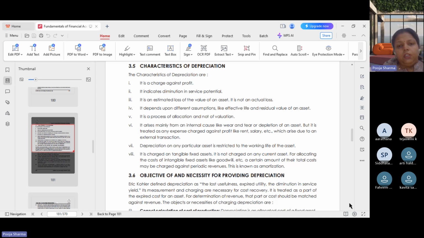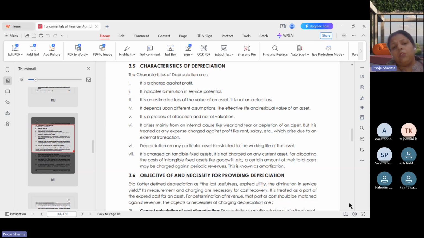It depends upon different assumptions like effective life and residual value. Suppose the company purchases a machine for 10 lakh or maybe 15 lakh. How can we actually estimate what will happen after 15 years? We can just take an estimate that it will work for 10 years, 15 years. Then we will sell it at a value of maybe 10,000 or 20,000. It is just an estimate. No one can accurately tell its value.